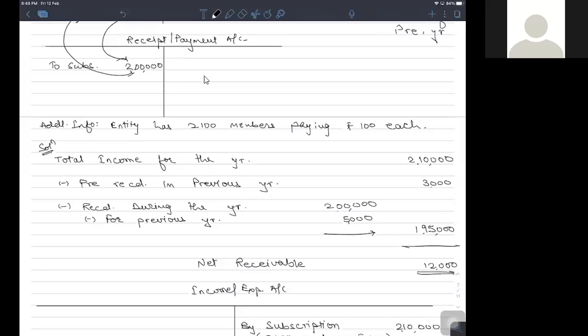No, because in this case, if you remember, read the question, if you have got 2,100 members paying rupees 100 each, means what? 2,10,000 should be your total income or not? Yes, sir. So you are completely ignoring that outstanding income. What about subscription receivable then in that case? Are you people able to understand what I am saying?